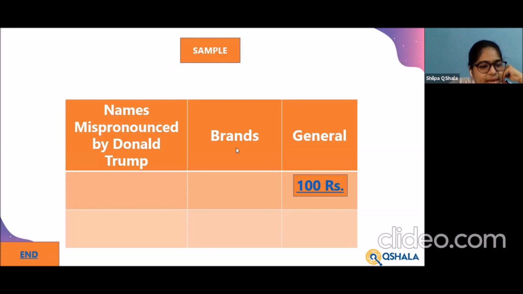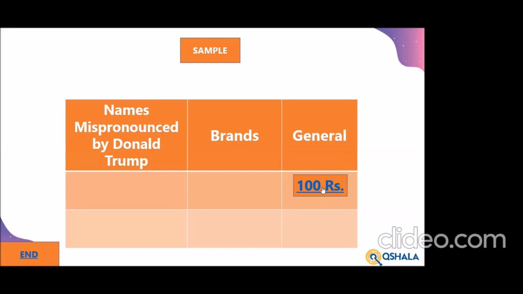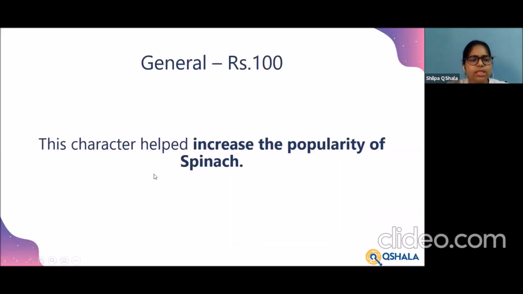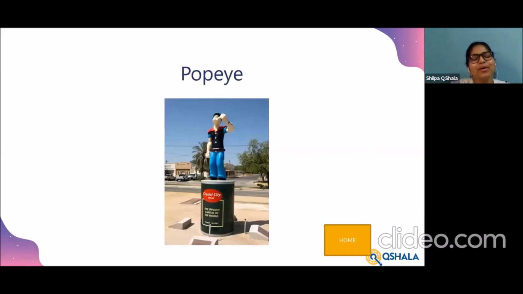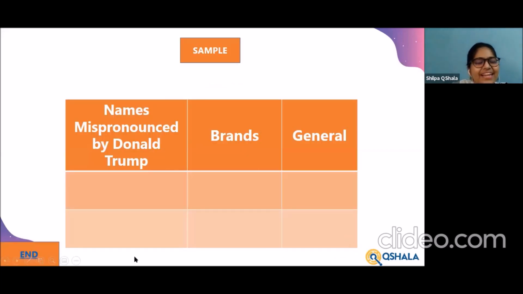Moving on to the last and final question. Divya James, do you want to go for the last one here? Yeah, I'll do that. Go ahead. This is your statement. This character helped increase the popularity of spinach. Are you talking about the cartoon character Popeye? Yes, exactly. I'm talking about Popeye the Sailor Man here. This is a statue of Popeye that has been put up in Crystal City, Texas. That's how big a person he is over there. So yes, that's Jeopardy for all of you there.